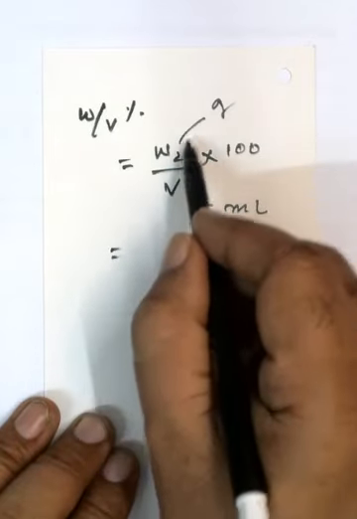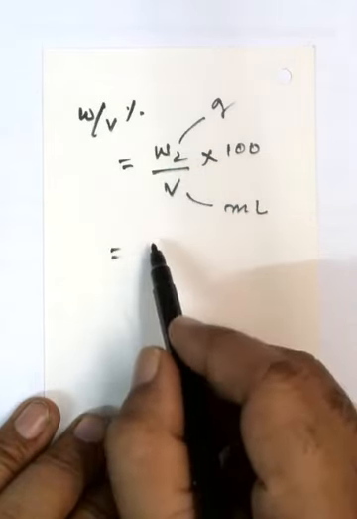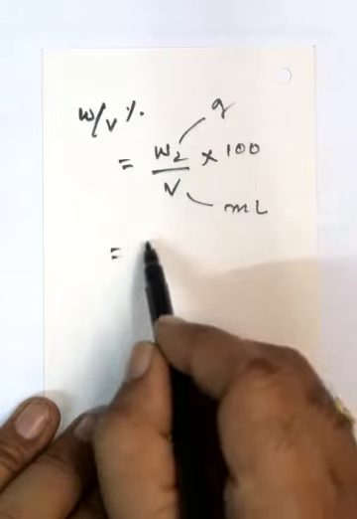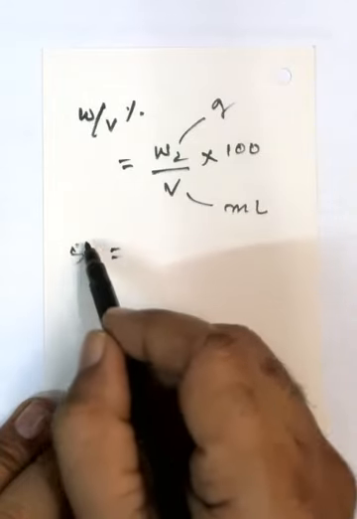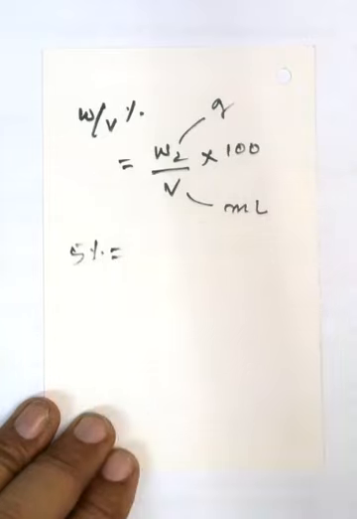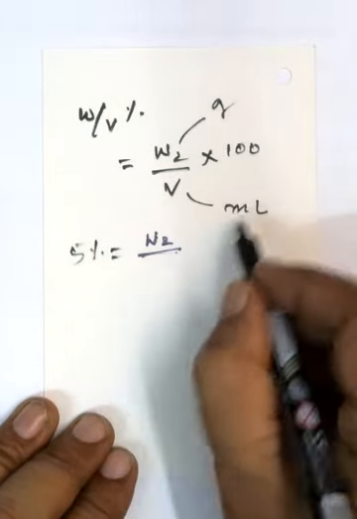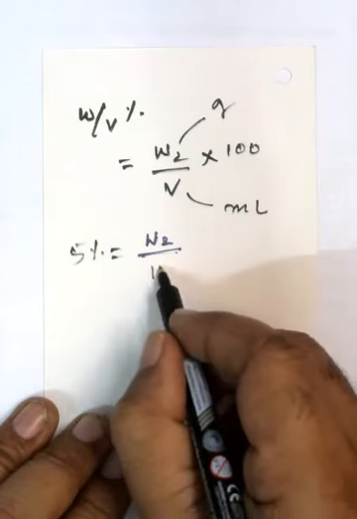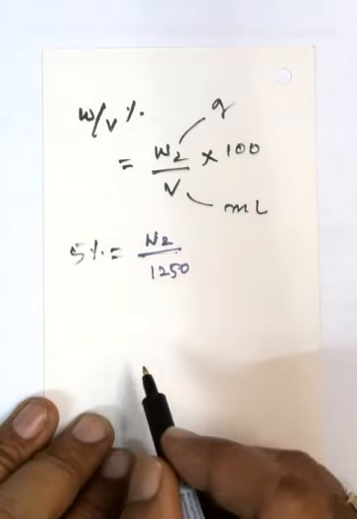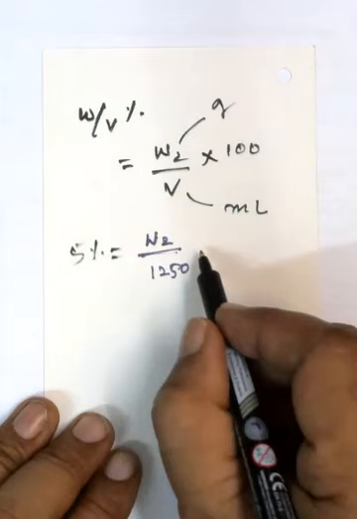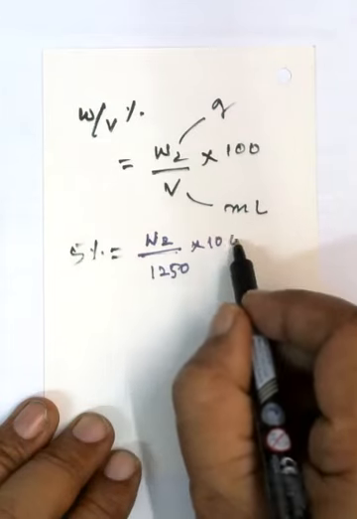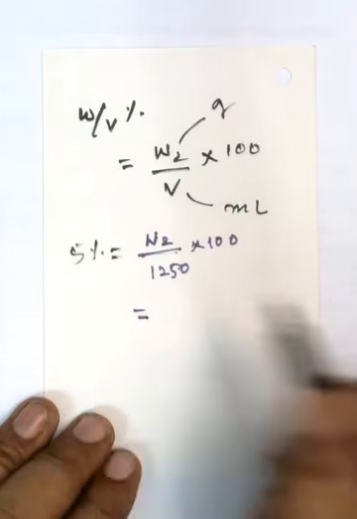Suppose if you want to make it as a kg, so as I already mentioned, we want to fix this as 5%. So what is the volume of solution? Suppose if you want to make it as 1250 ml. So this is percentage and this is into 100. You can adopt this simple formula.